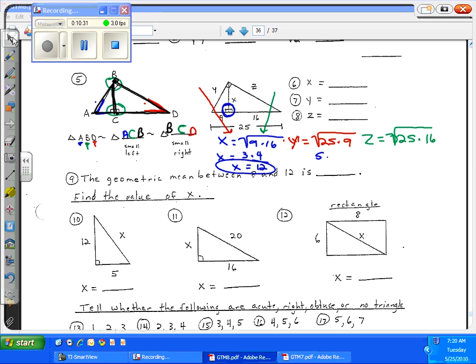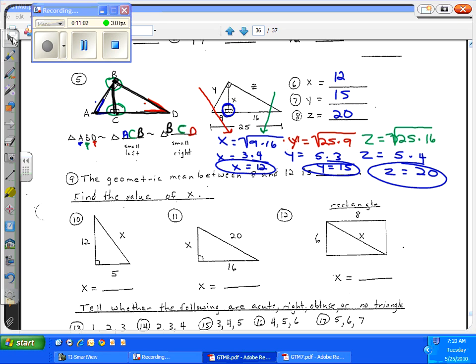Square root 25 is 5, square root 9 is 3, 5 times 3 is 15, so y is equal to 15. Square root 25 is 5, square root 16 is 4, 4 times 5 is 20, so z is equal to 20. So the altitude x is 12, the one leg y is 15, the other leg z is 20.